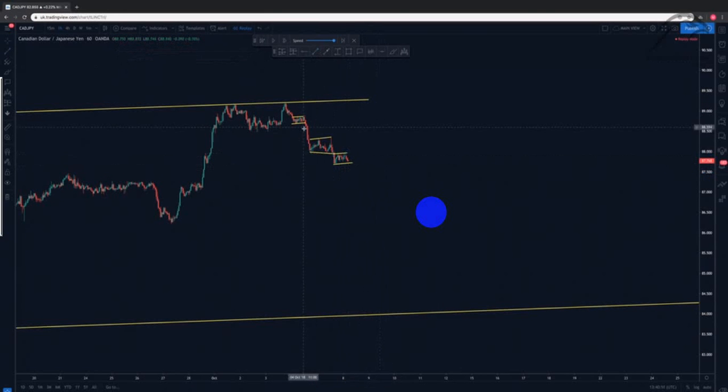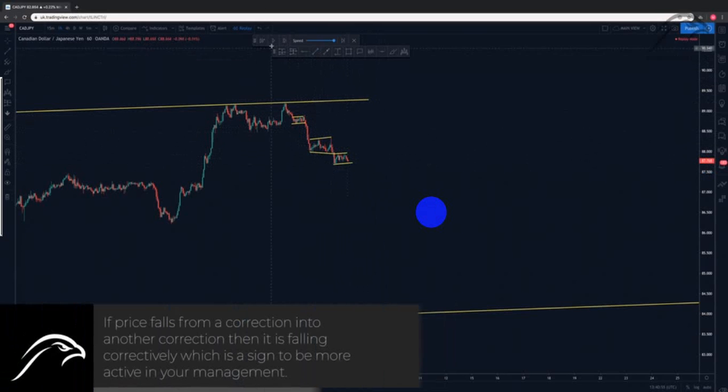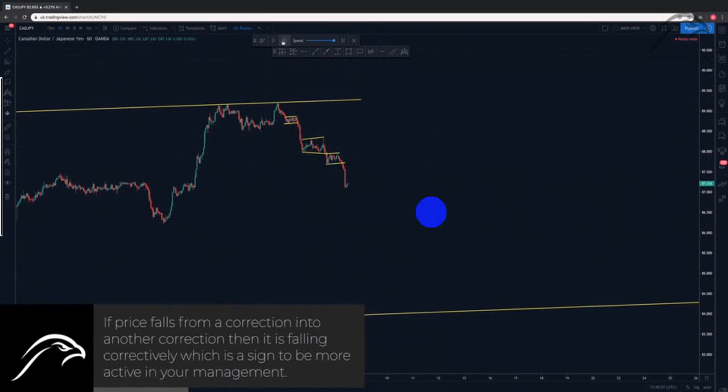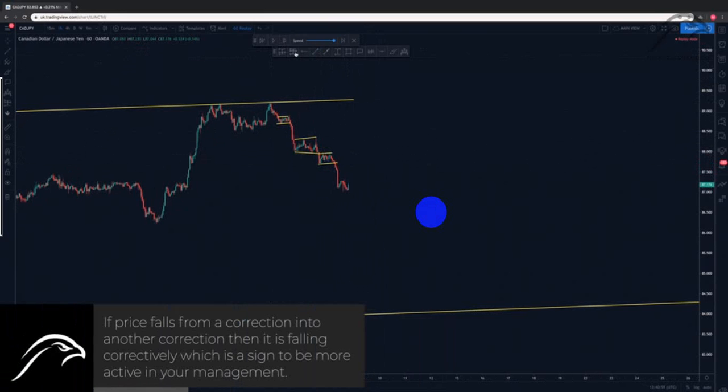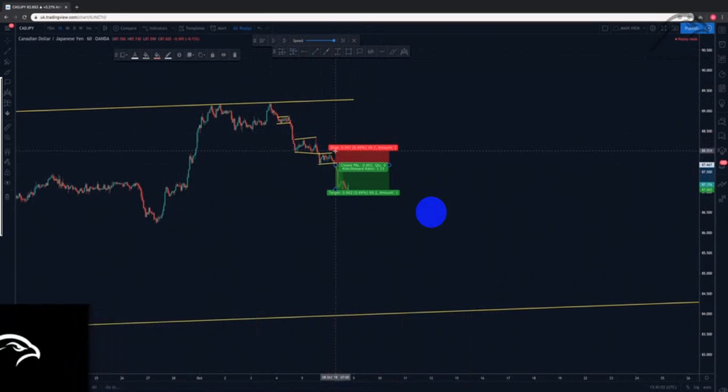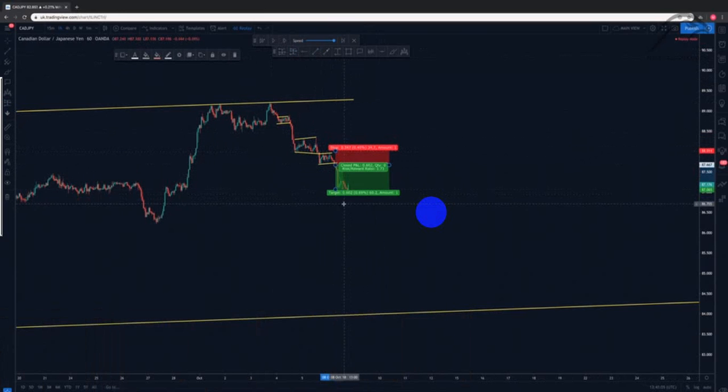Now remember, if something falls from a correction into a correction, it means it's falling correctively, which can sometimes create a larger correction or drop. So you have to be on the ball with your management, which you'll learn more about. So we have our other entry, which is on the break. This one more about 35 pips, and then targeting to the downside.